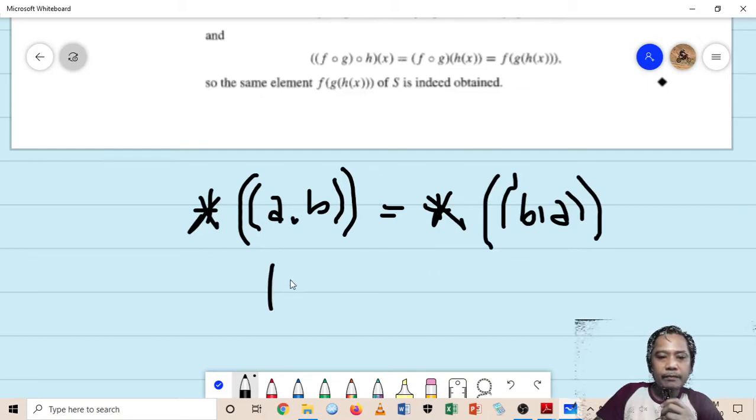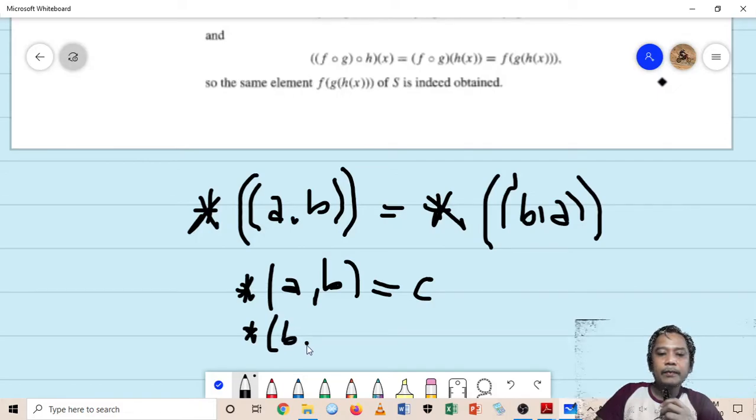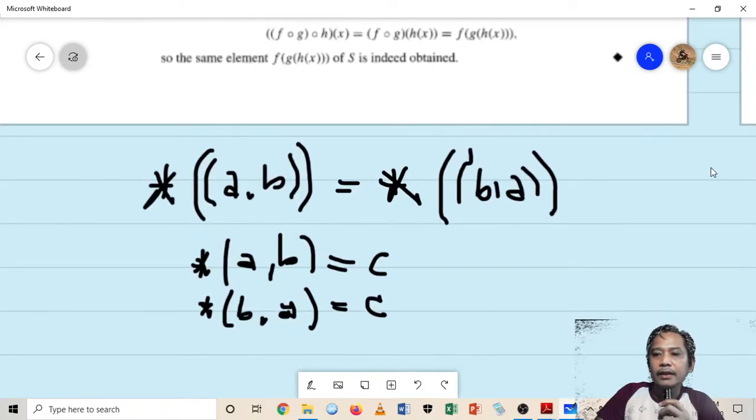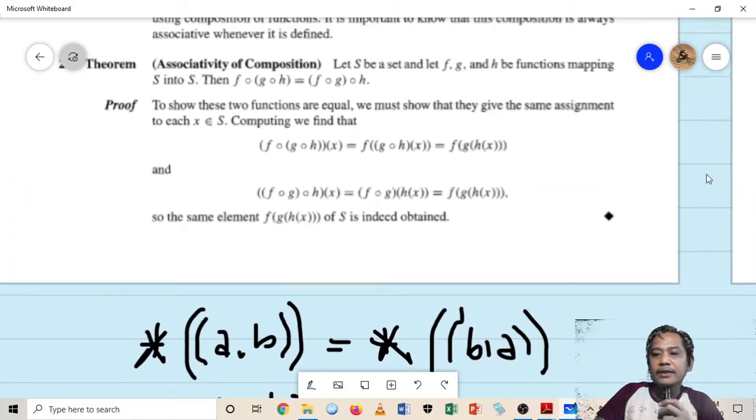Meaning if AB is being paired with C through the operation, it should also be the case that the element paired with BA is also C. Meaning A operation B is C, then B operation A should also be C. Take note that this should be true for any element of the cross product S cross S.